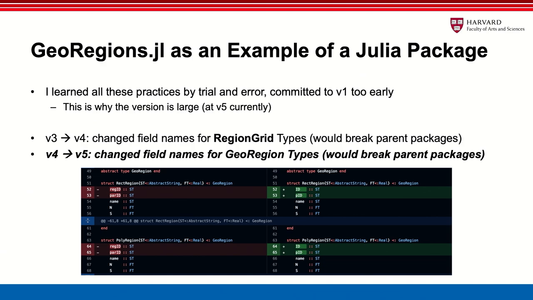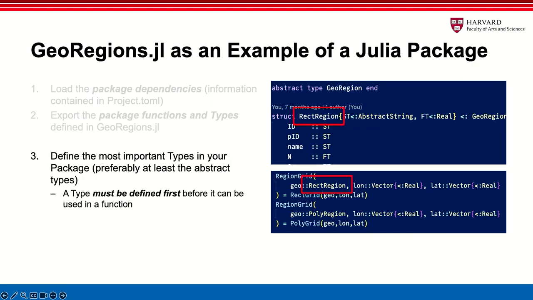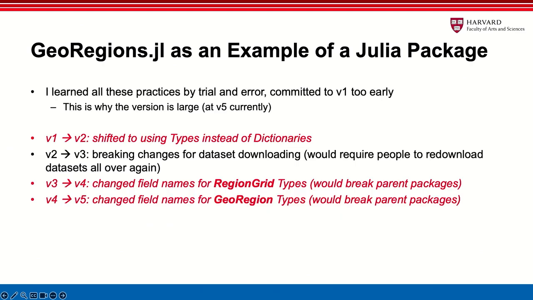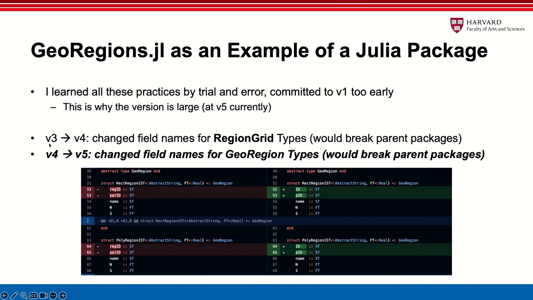And the reason it jumped several different package versions is because I kept changing the names of the struct fields. For example, when we look back here, we see that in the type, you have the fields: ID, PID, name. All these are what I call fields. From version 3 to version 4 and version 4 to version 5, the field names kept changing. It was a breaking change, so I had to bump up the versions again.